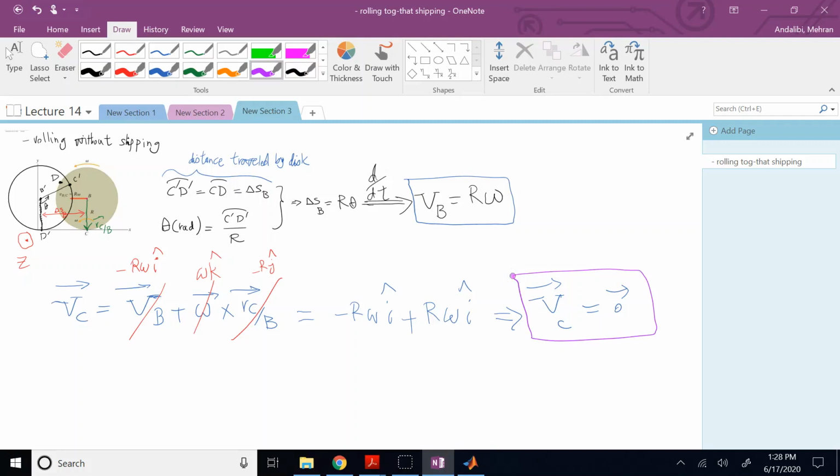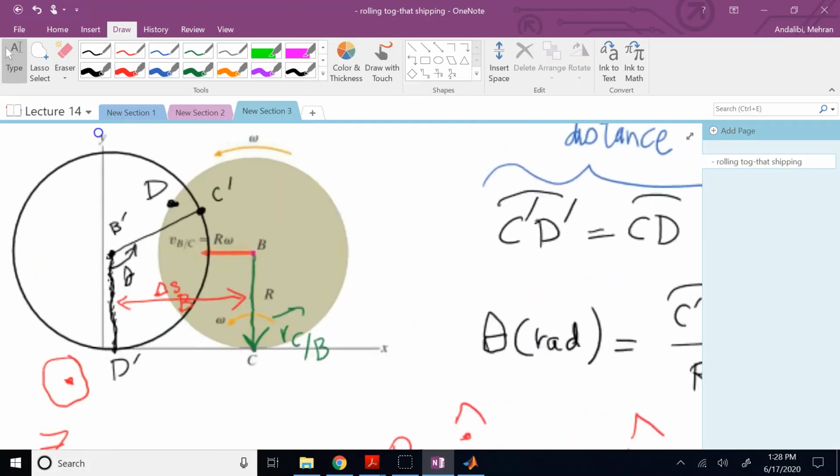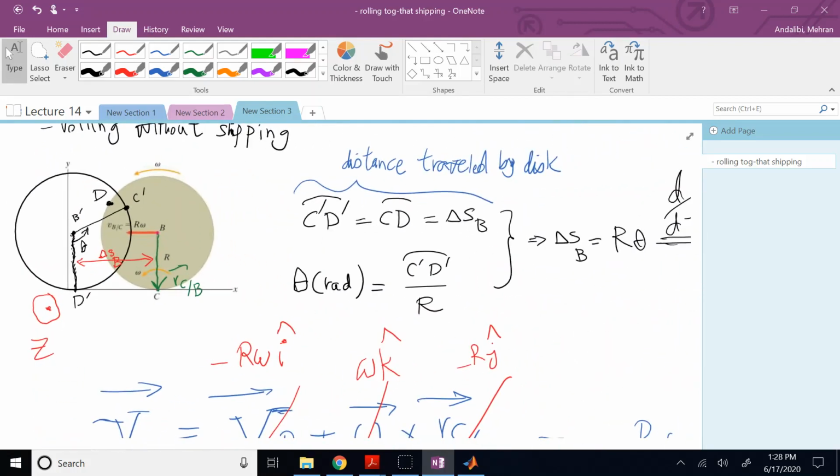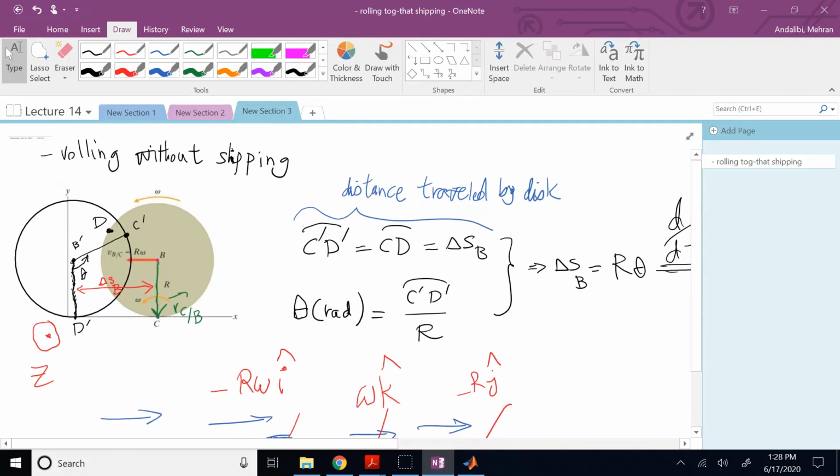That's the meaning. Slipping means which point slips? The contact point. If it doesn't slip, if it doesn't move horizontally, then the velocity of the contact point is what? 0. So that's another way to talk about rolling without slipping. In rolling with slipping, V of C is clearly not equal to 0. So this is rolling without slipping.